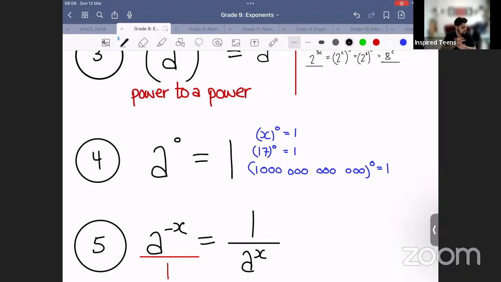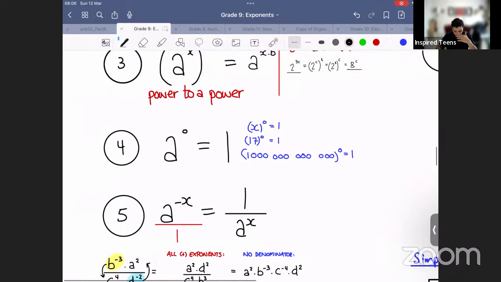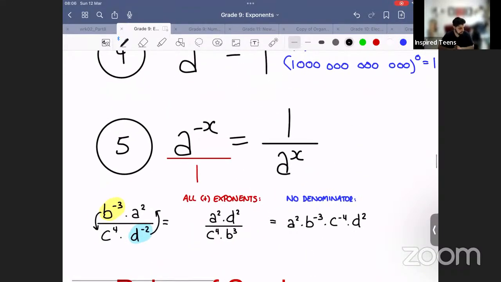So anything to the power of 0 will give you the answer of 1. Then we talked about a negative exponent. Whenever we have a negative exponent, we can make it positive by flipping it, so either taking it to the denominator or taking it to the numerator, depending on where it's negative.